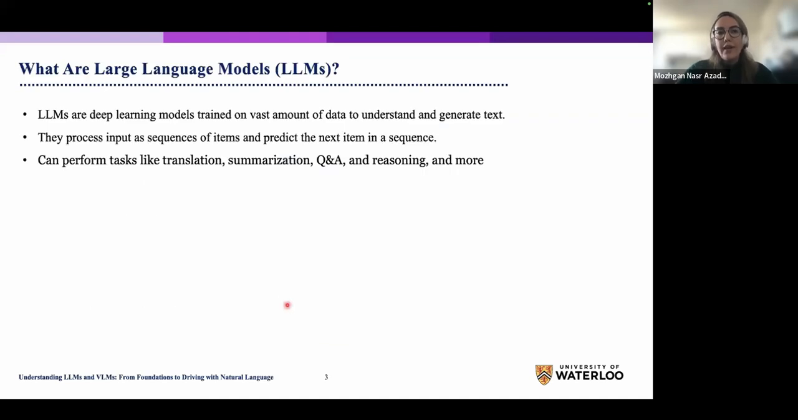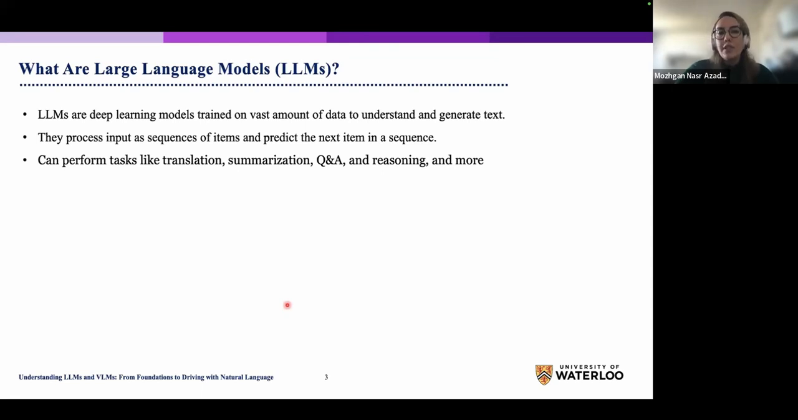So let's start with a formal definition of large language models. A very simplified definition would be that these LLMs are deep learning models which are trained on a huge amount of data with the purpose of understanding and generating human-like text. Basically, they are trying to mimic how humans communicate with each other.